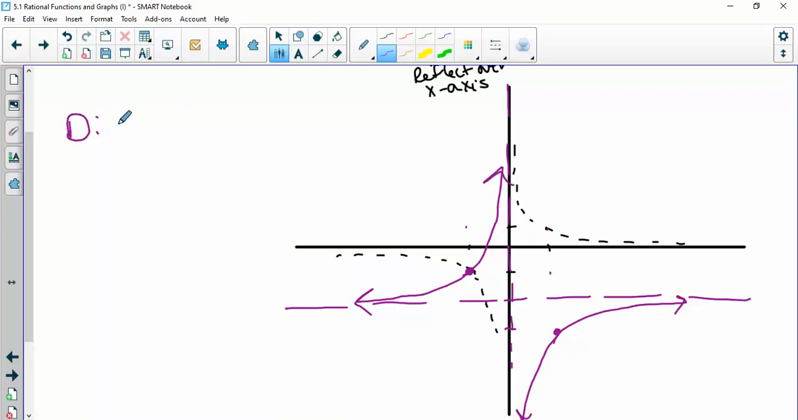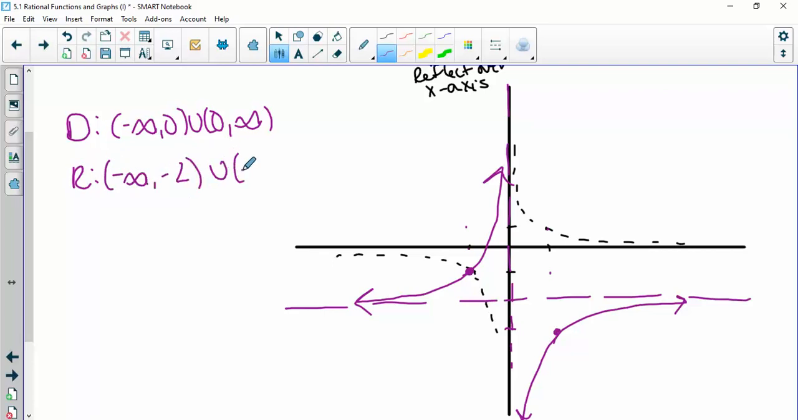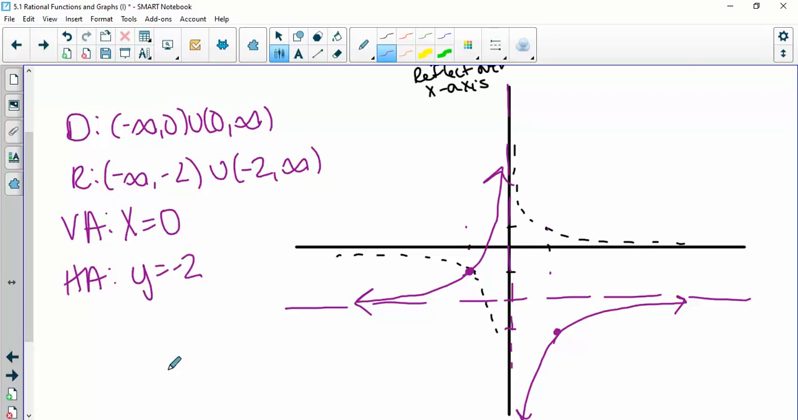What's our domain? What's the range? Vertical asymptote. Horizontal asymptote. So moving up and down moves your horizontal asymptote and changes your range. Moving left and right moves your vertical asymptote and changes your domain.